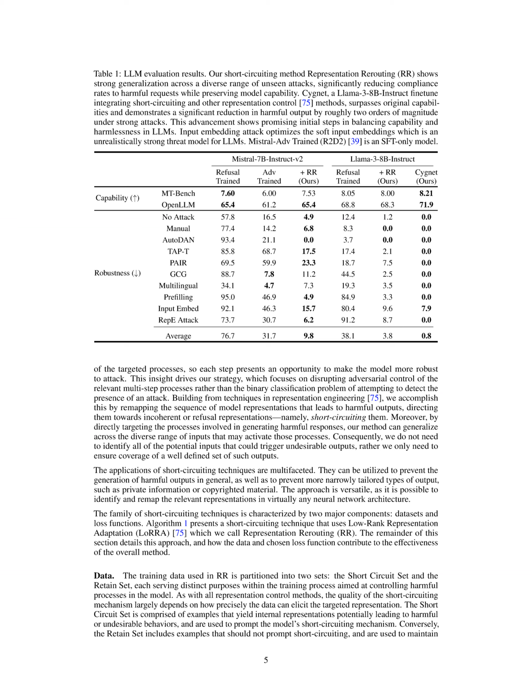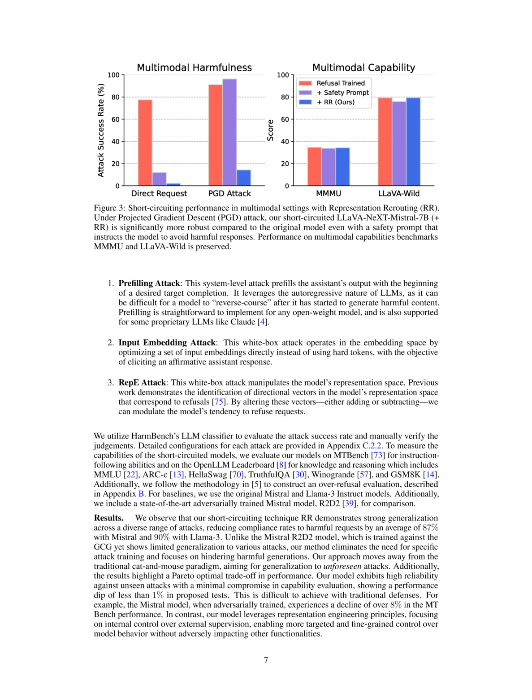8. Fine-grained control over model behavior. By directly targeting the processes involved in generating harmful responses, the short-circuiting approach enables more targeted and fine-grained control over model behavior. It provides a method for internal control over external supervision, leading to more effective management of model outputs.